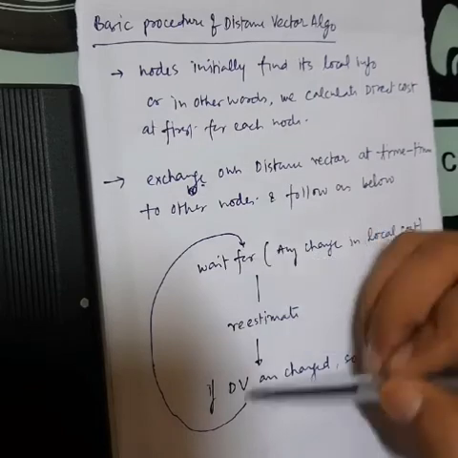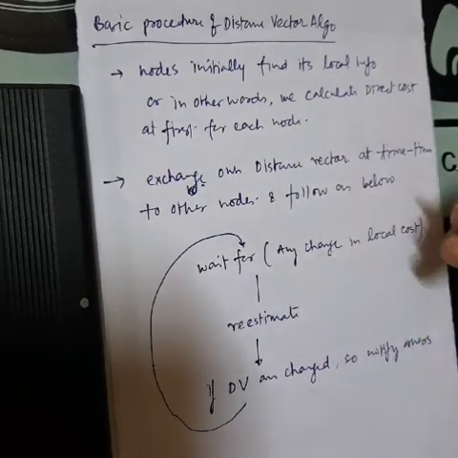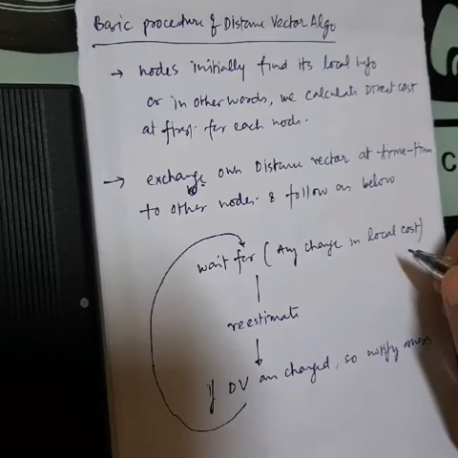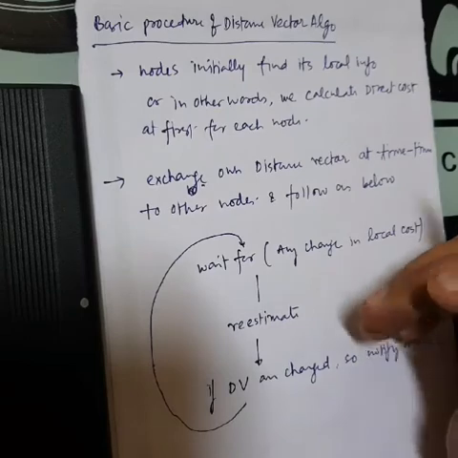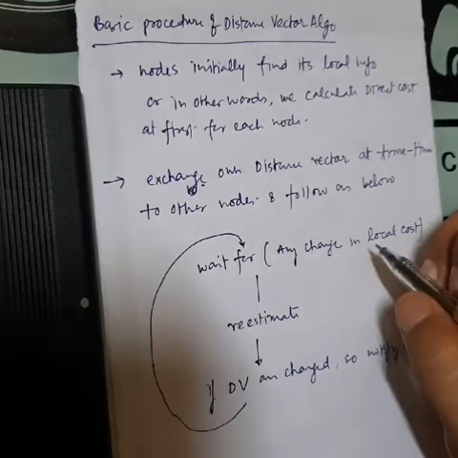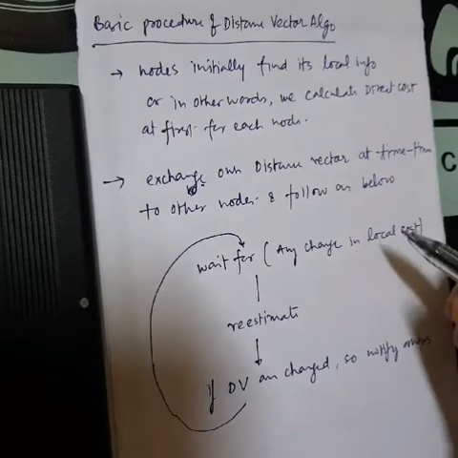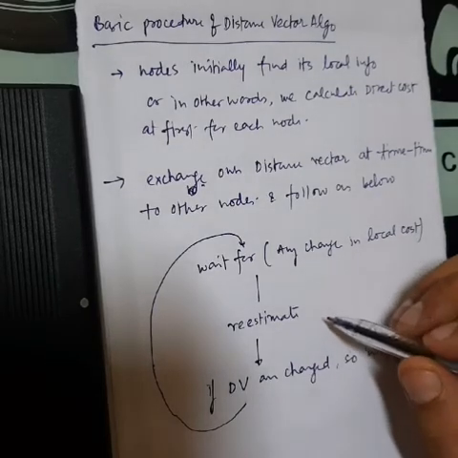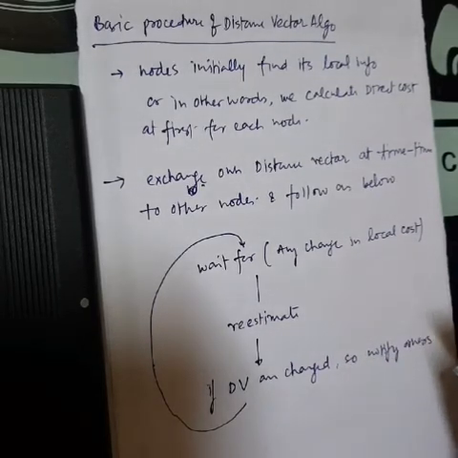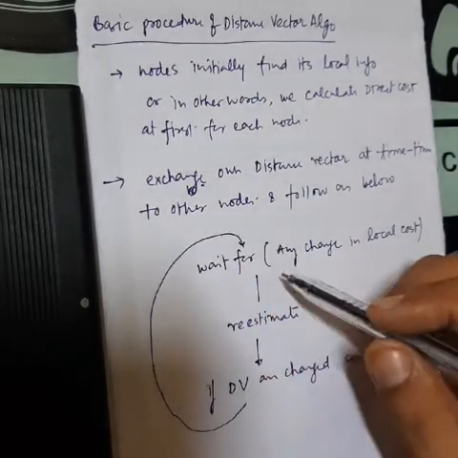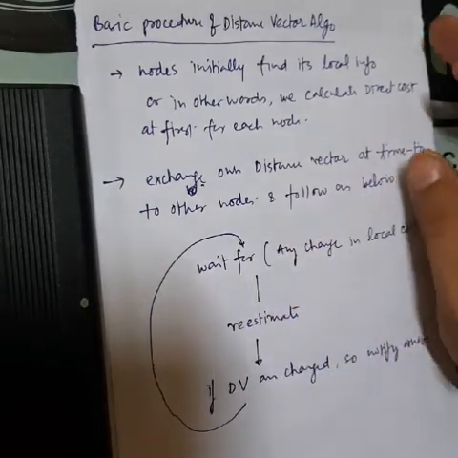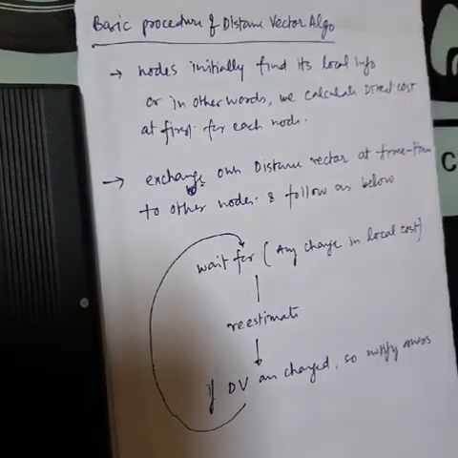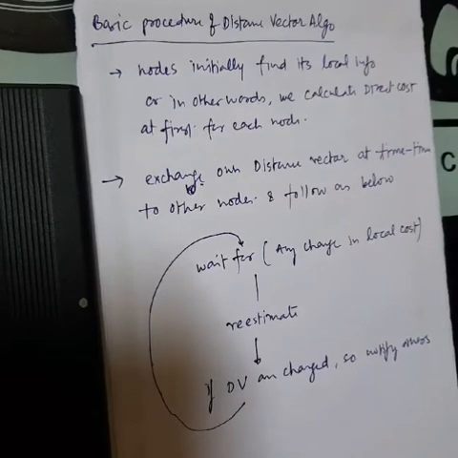So in this loop, initially we wait for any changes in local cost. If any changes are found, nodes or routers re-estimate the local cost with the help of the Bellman-Ford equation, and following the re-estimation, they notify other nodes and again wait for the next re-estimation. So this procedure is repeatedly followed in the distance vector algorithm. How it can be executed in the network, we will see here with the help of one example.